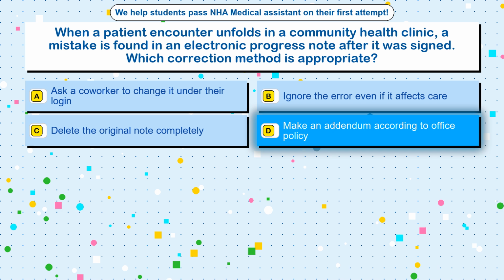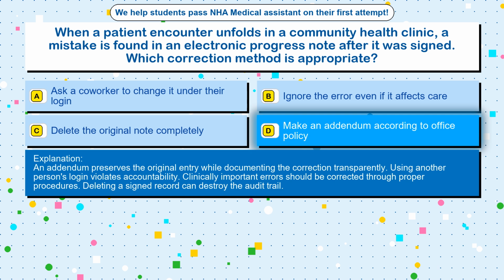The correct answer is option D. Make an addendum according to office policy. An addendum preserves the original entry while documenting the correction transparently. Using another person's login violates accountability. Clinically important errors should be corrected through proper procedures. Deleting a signed record can destroy the audit trail.